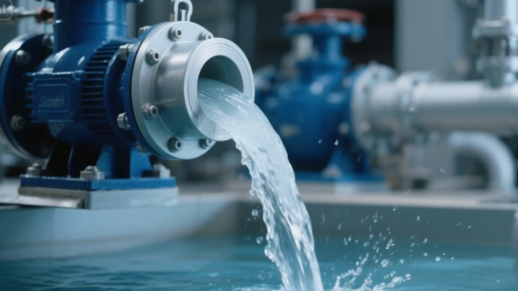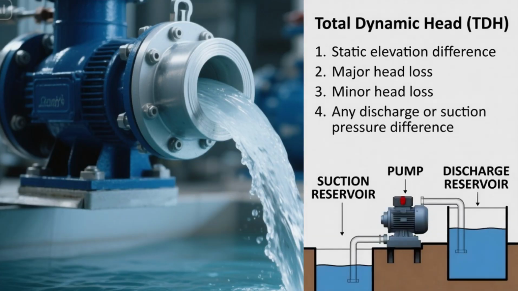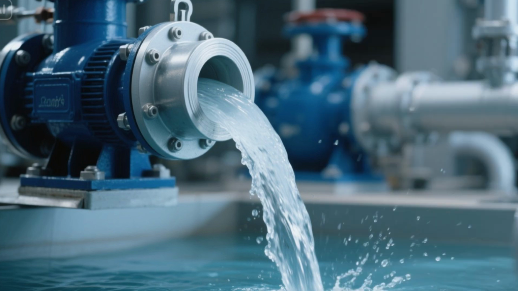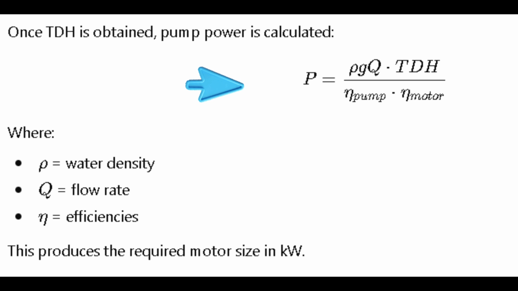Total dynamic head, TDH. The pump must overcome static elevation difference, major head loss, minor head loss, and any discharge or suction pressure difference. Pump power requirement. Once TDH is obtained, pump power is calculated, where ρ equals water density, Q equals flow rate, and eta equals efficiencies. This produces the required motor size in kW.